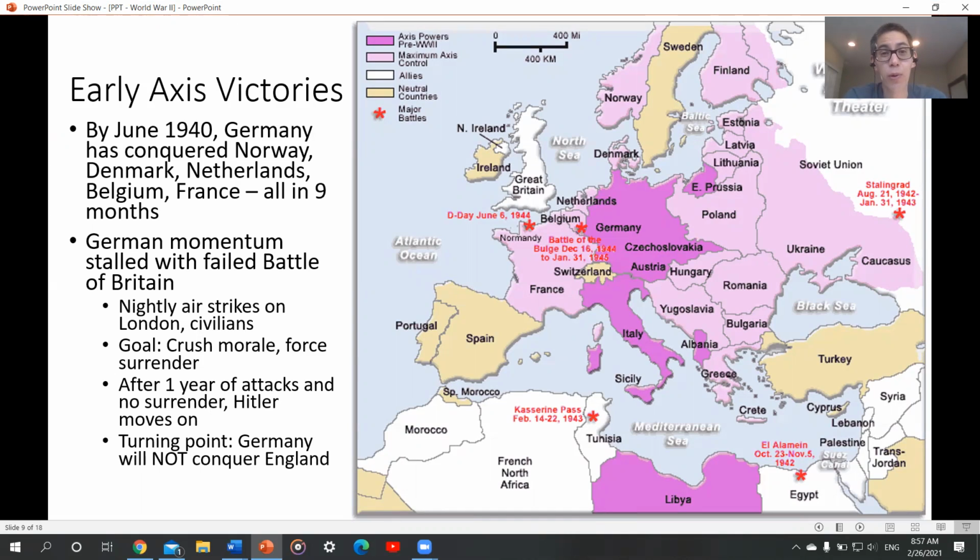By June of 1940, Hitler has conquered nearly the entire continent, and he now turns his attention to England. Now, England's an island nation. Hitler can't simply send his troops across the English Channel, and so the blitzkrieg strategy won't work. He can do the Air Force attack, but he can't do the ground invasion. And so what Hitler decides to do is send nightly air raids, nightly air bombings of London and other civilian targets. The idea of Hitler was to crush the morale of the British people, to force them to surrender.